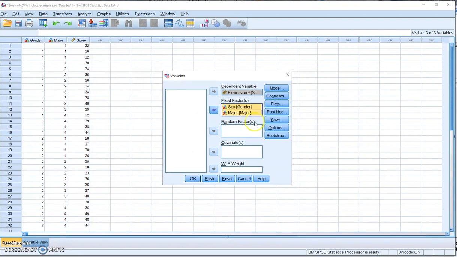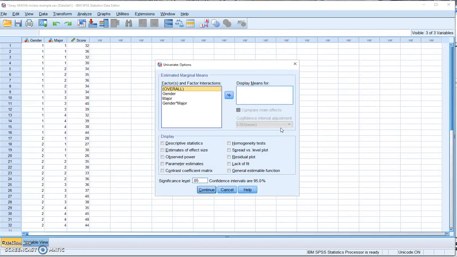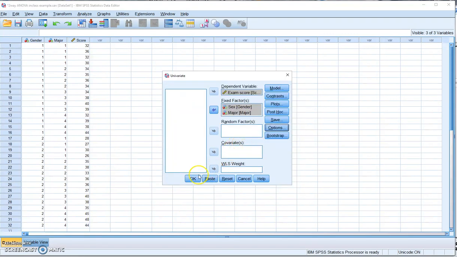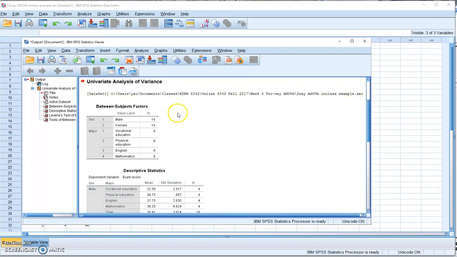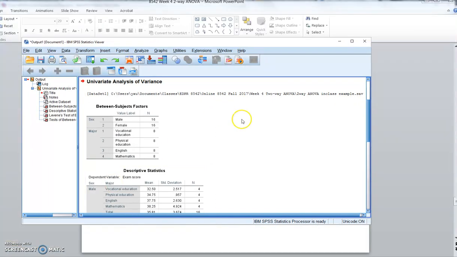All right, at this point, you need to go to Options, require Descriptive Statistics, Homogeneity Test, and Estimate of Effect Size. Now we click Continue and OK. Here comes the output of the two-way ANOVA analysis. In the first table, it just simply tells you that you have 16 male, 16 female students, and in each of the 4 majors, you have 8 students.